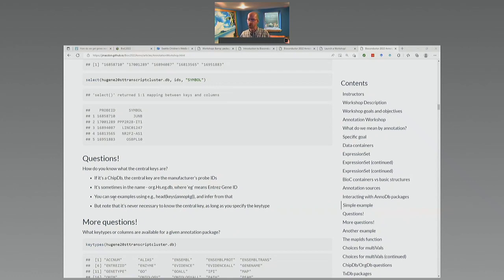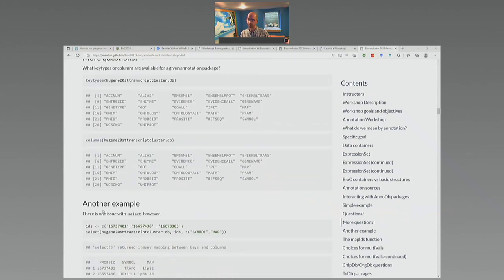Also, you can just do things like head keys, name of the annotation package, and then that will give you an example of the IDs for that annotation package. And you can then infer from that. But it's not even necessary to do that. You can always just say it's a probe ID or an Entrez Gene ID or whatever, and it'll give you the right data.